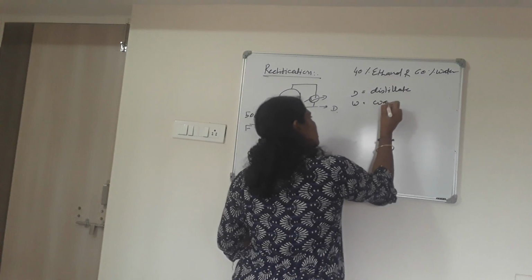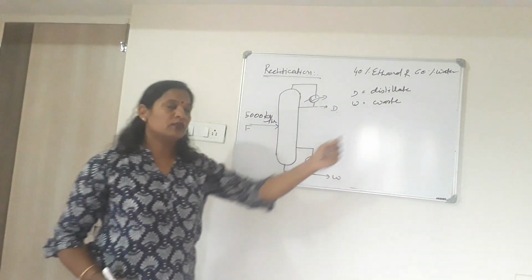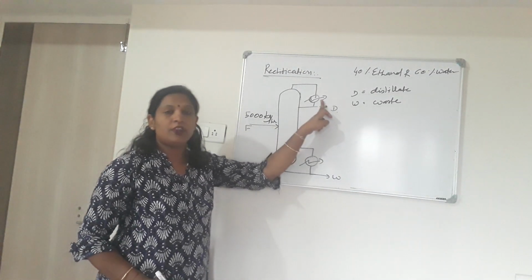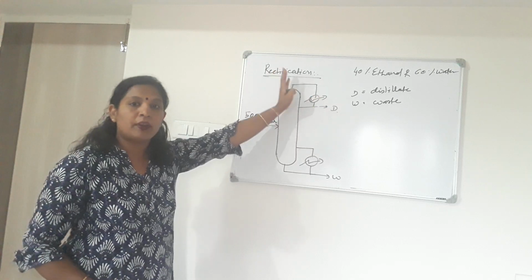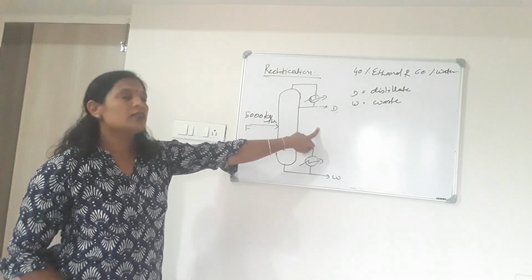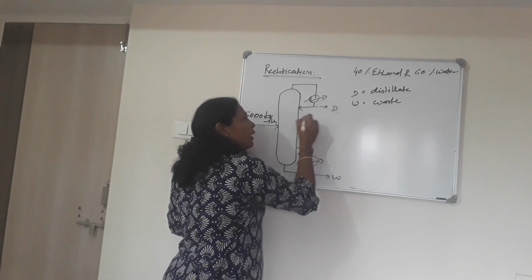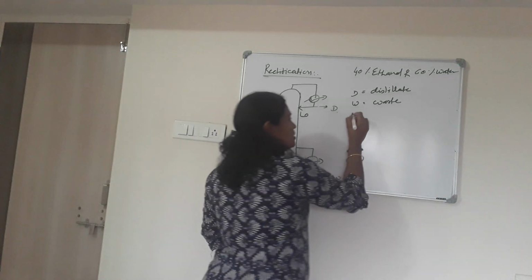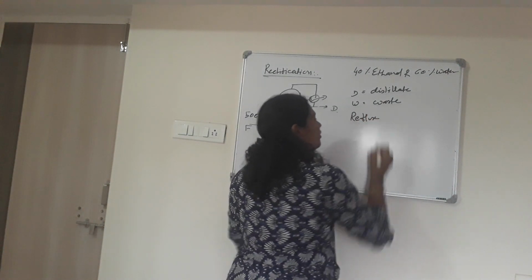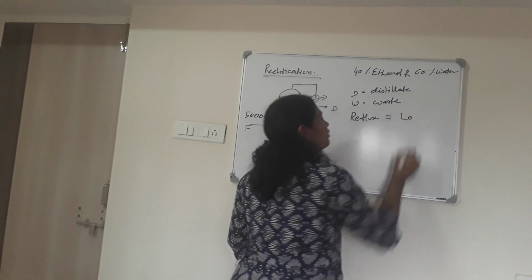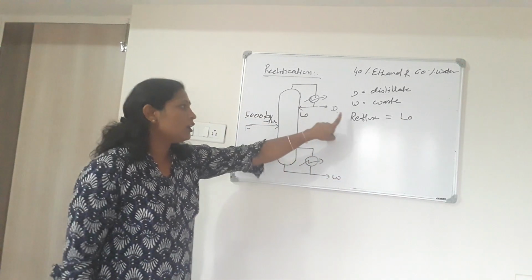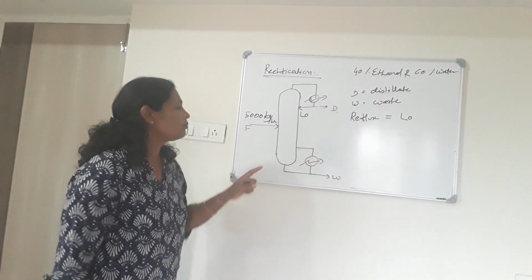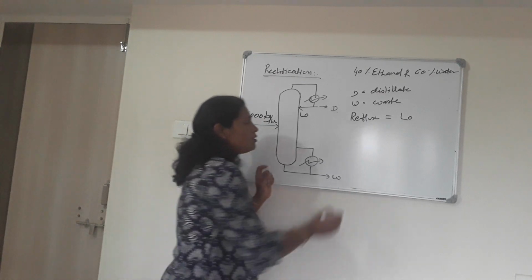W is for waste. Here is the condenser. Always in the distillation column at the top we have this condenser which condenses vapor, and liquid is there. Part of the liquid which we are sending back into the column is known as reflux. The quantity over here is H0. D is distillate, W is waste, reflux is equal to H0, and F is feed.